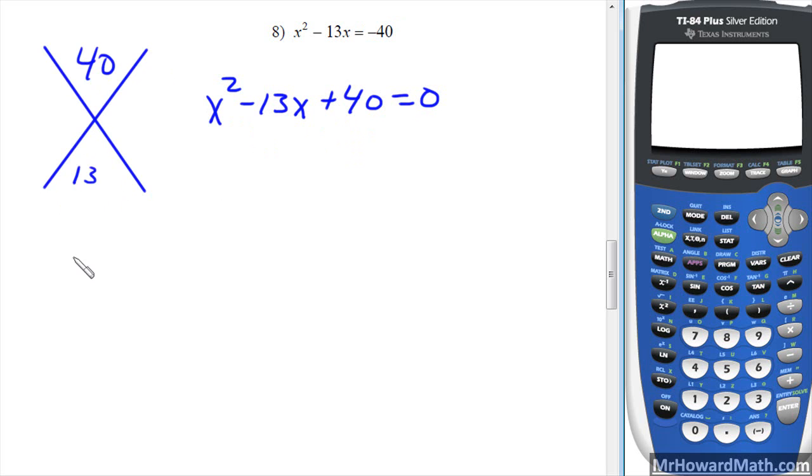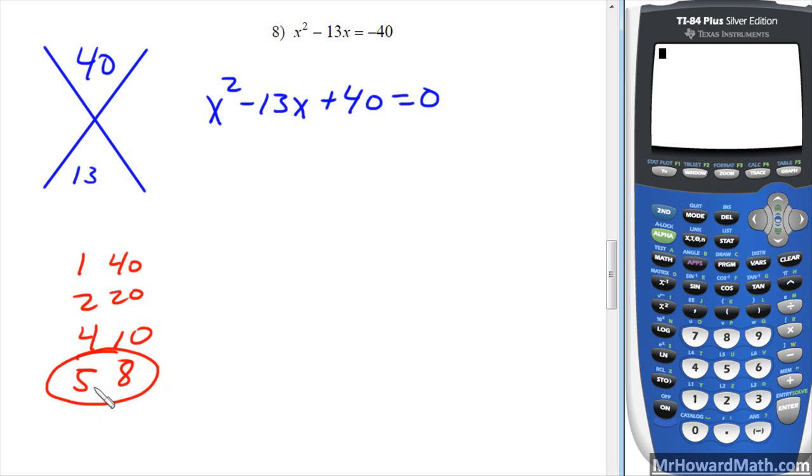So let's list factors of 40. 1 and 40, 2 and 20, 4 and 10, 5 and 8. And those are our only options. This pair here gives us 40 when we multiply and 13 when we add. So 5 and 8 are the two key numbers we need to use. So x plus 5, x plus 8 is how that factors.